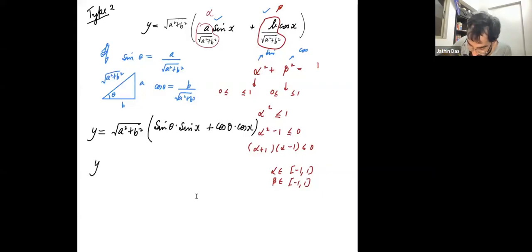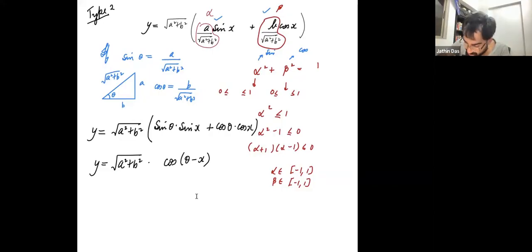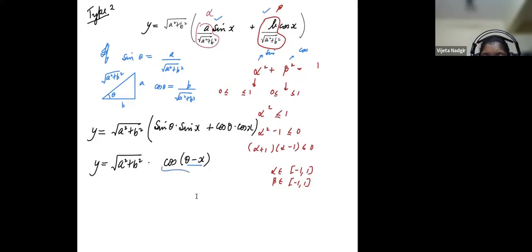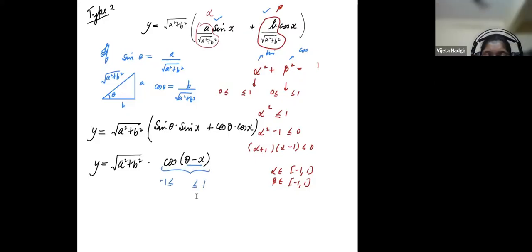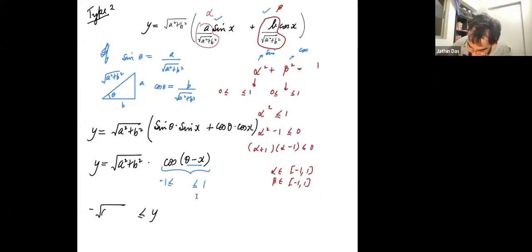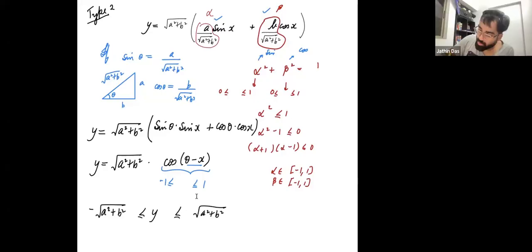Okay. So y is equal to root of a square plus b square, can I write this as cos theta minus x? Now you tell me whatever is inside. This is anyway a real function, whose domain is anyway between -1 and 1. So what will be y then? Between minus root of a square plus b square and plus root of a square plus b square. This is what you need to remember.